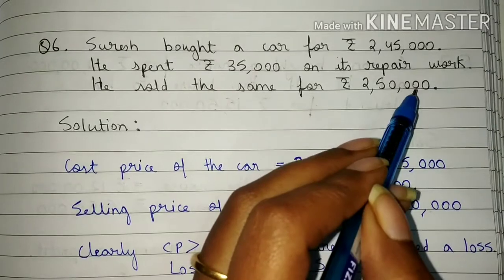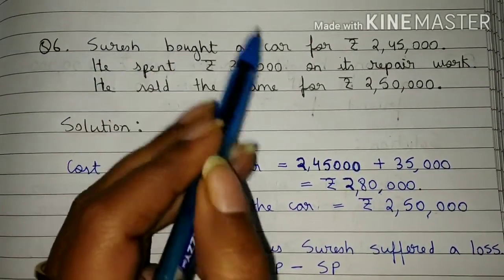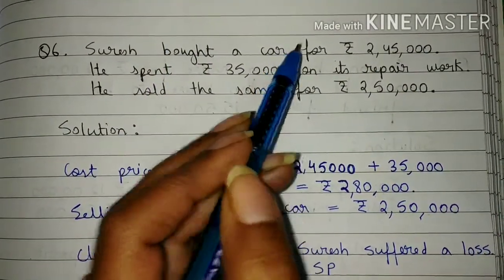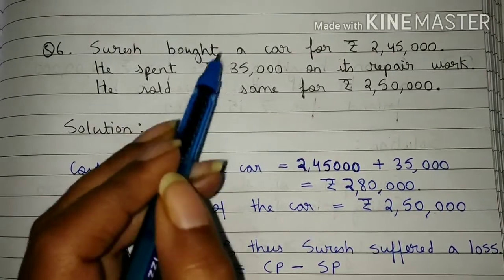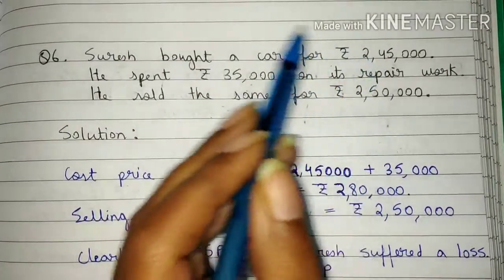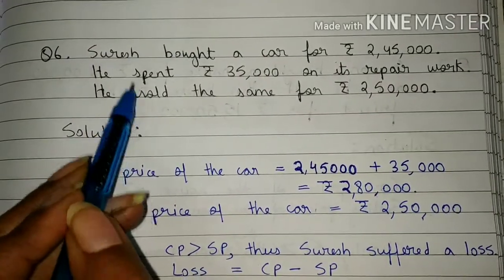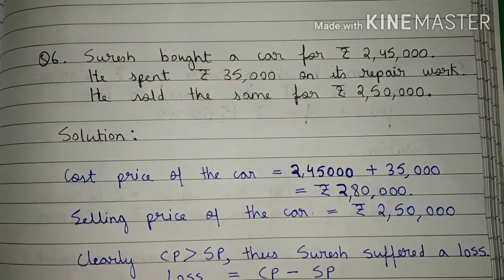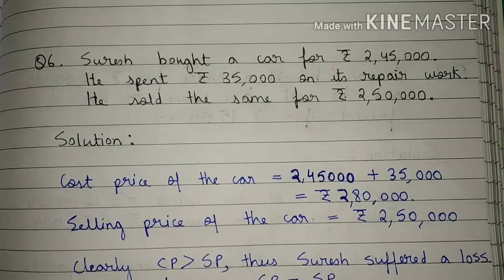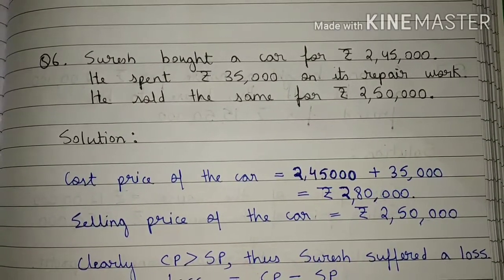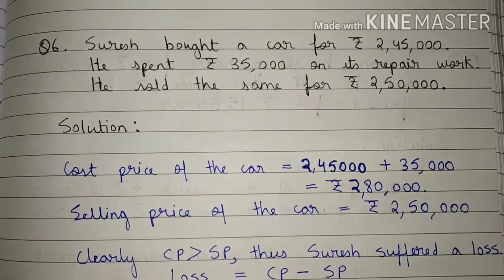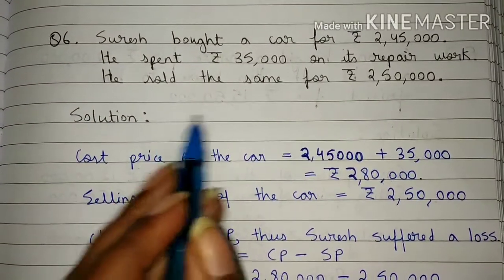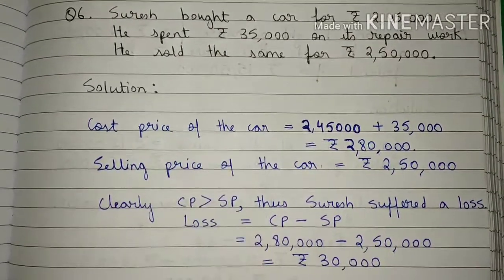Students, Suresh purchased a car for rupees 2,45,000 and after buying the car, Suresh spent rupees 35,000 for repairing the car and then he sold the same car for rupees 2,50,000. Now students, in this statement you have to calculate whether Suresh earned a profit or suffered a loss. Now come to the solution. First of all, you have to write the statement like this.